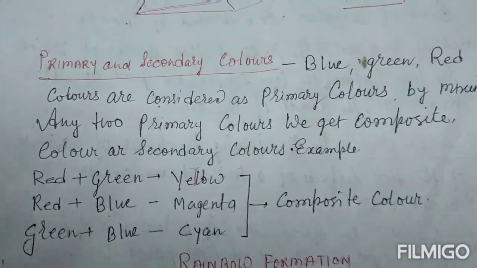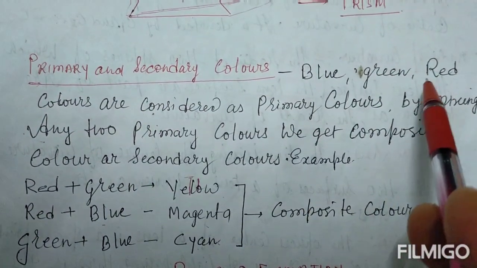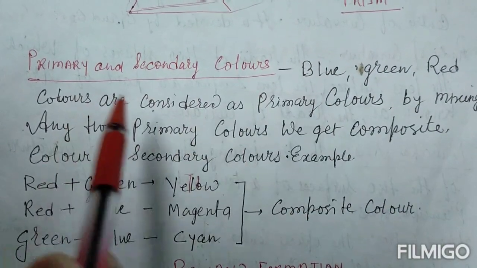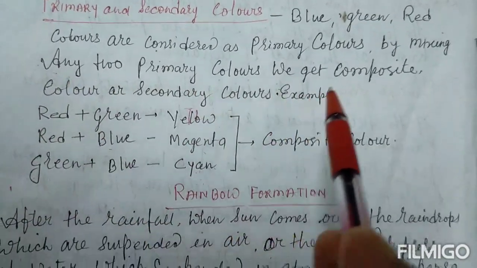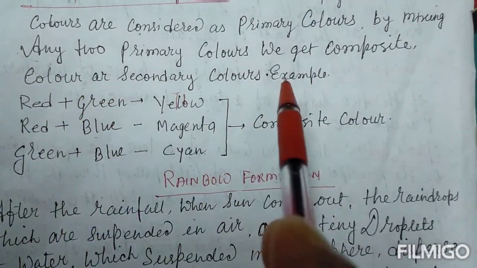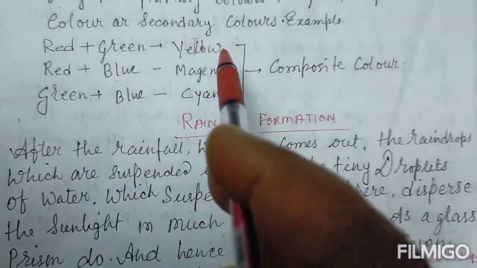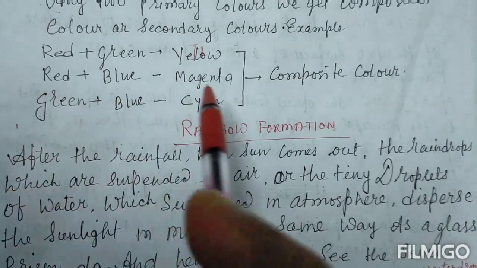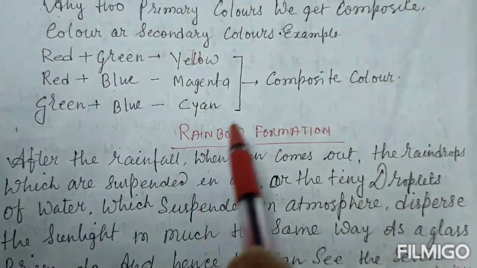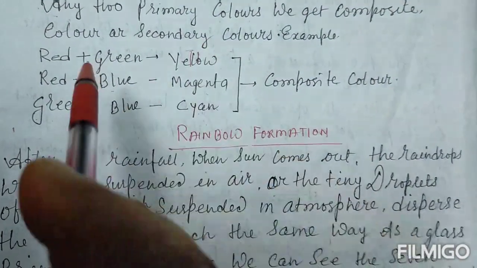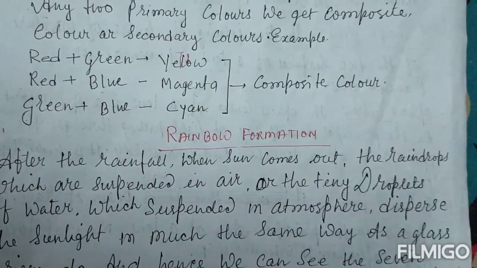Now, what are primary colors and what are secondary colors? Blue, green and red are considered primary colors, and by mixing any 2 primary colors we get composite colors or secondary colors. For example, when we mix red and green we obtain yellow. When we mix red and blue we obtain magenta. When we mix green and blue we obtain cyan. These 3 colors obtained from mixing the primary colors are called composite colors.